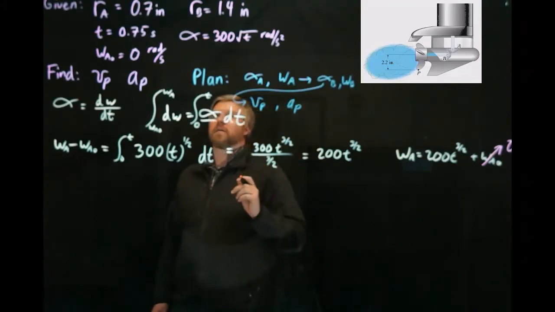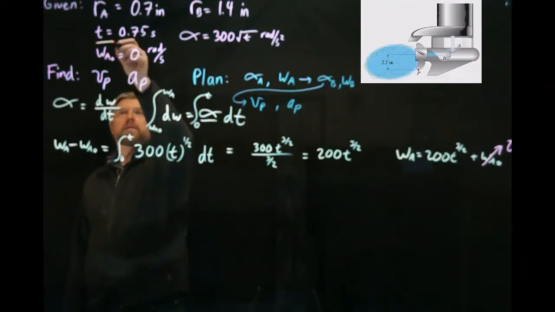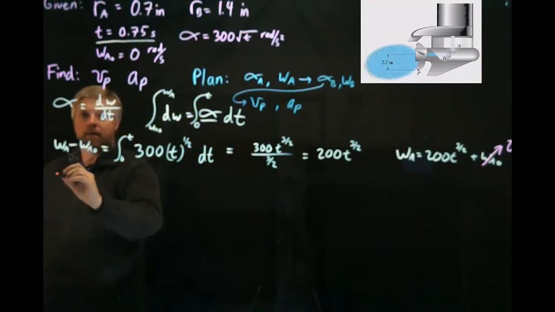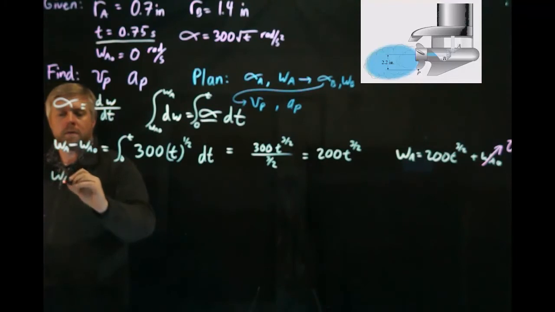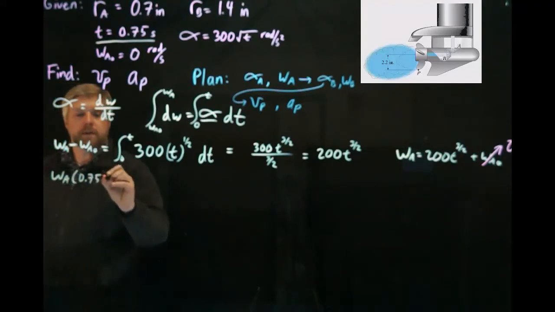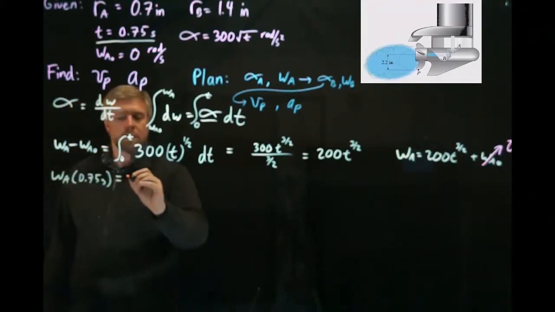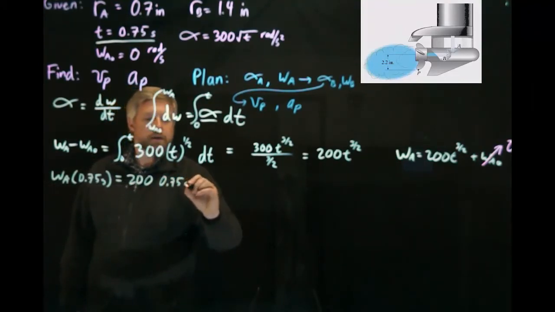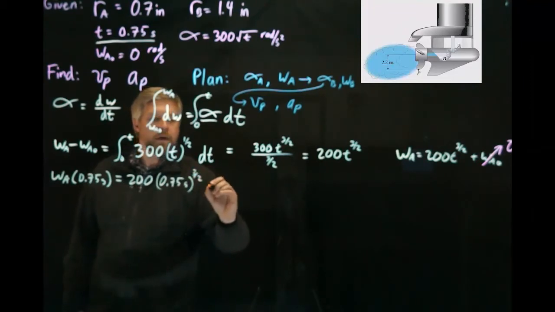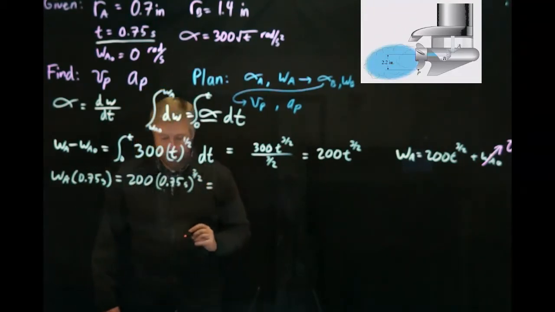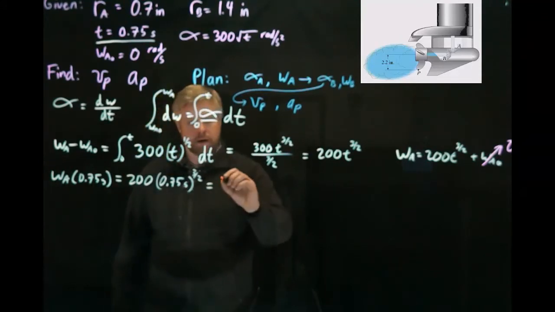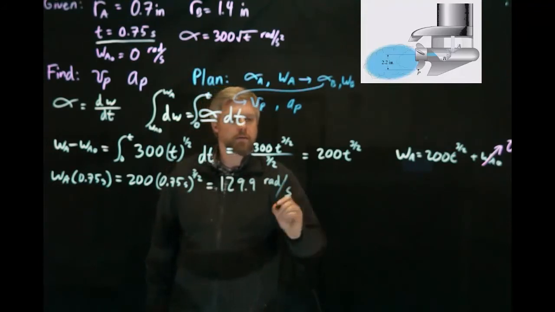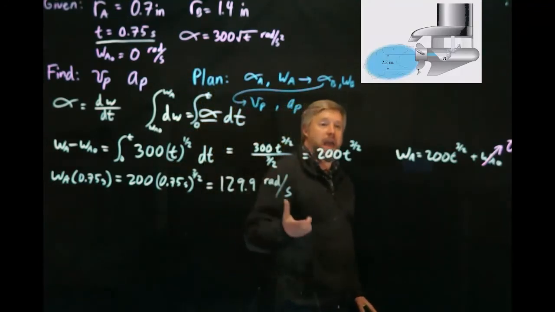At t equals 0.75, which is one of our givens up here, we can plug that in and figure out omega A. Omega A at 0.75 seconds is going to be equal to 200 times 0.75 seconds to the 3 halves. If you do that calculation, I get 129.9 radians per second. Okay, so that's our omega A.